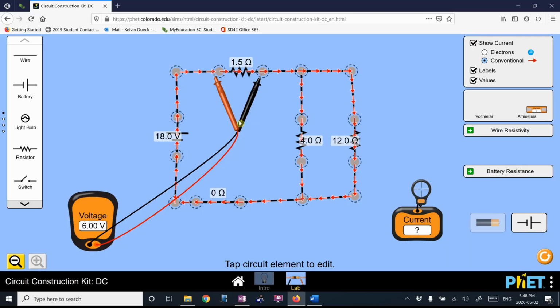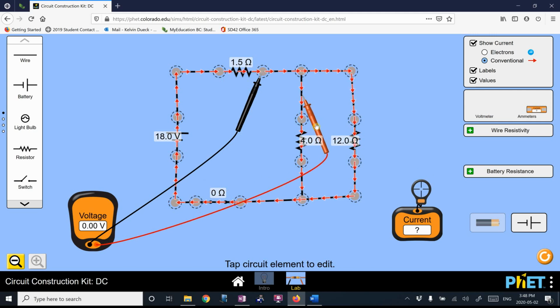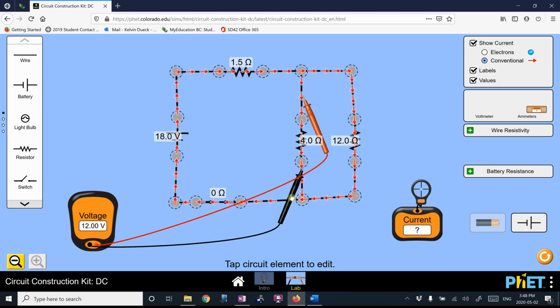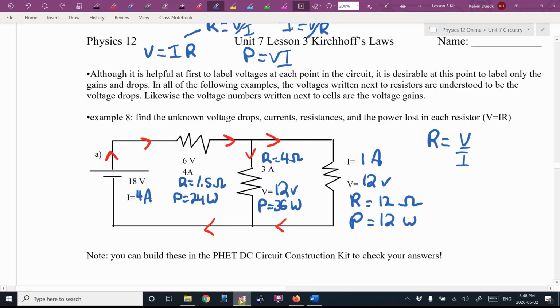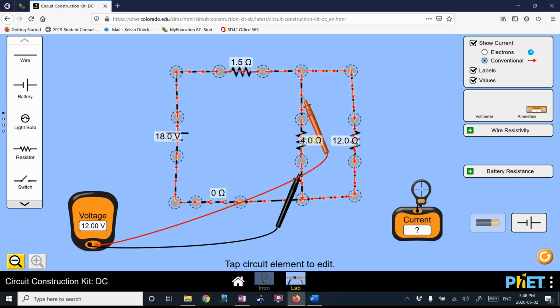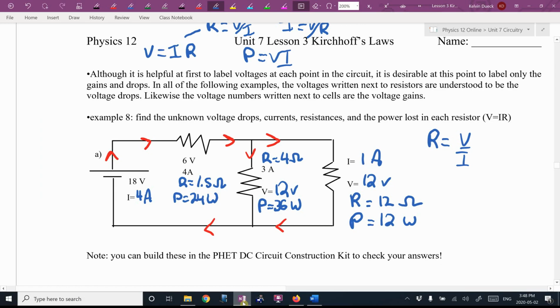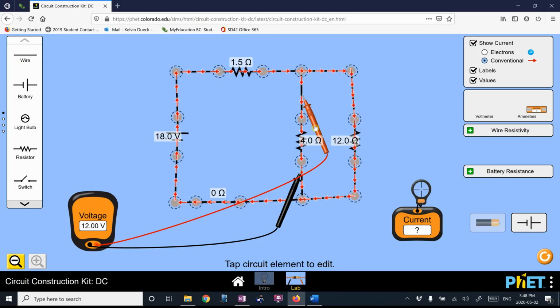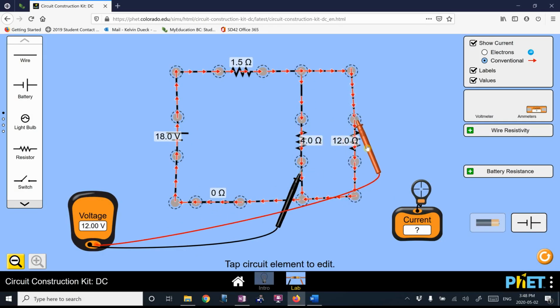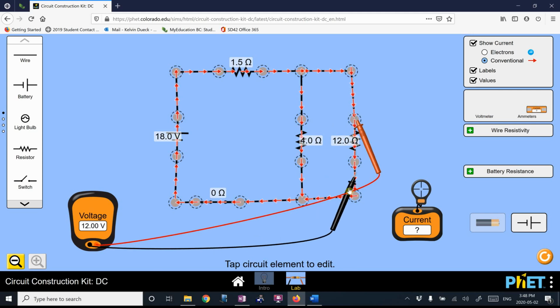Then, how many volts do I lose going through this resistor? To measure the height difference, I touch either side of the resistor, losing 12 volts. What did I say? 12 volts, and 4 ohms. Here, how many volts do I lose? 12 volts, 12 ohms. This doesn't do power, but you can build the circuit if you want to.